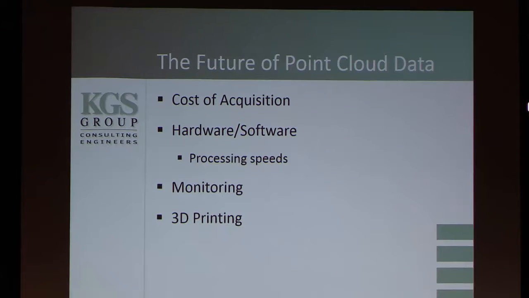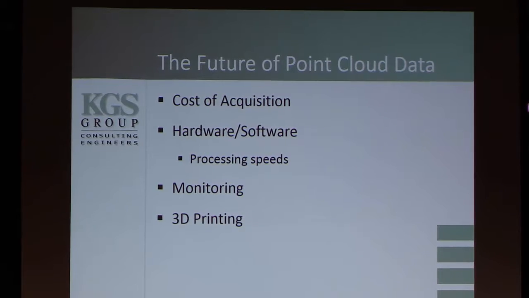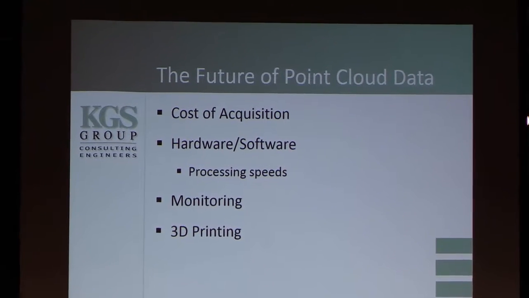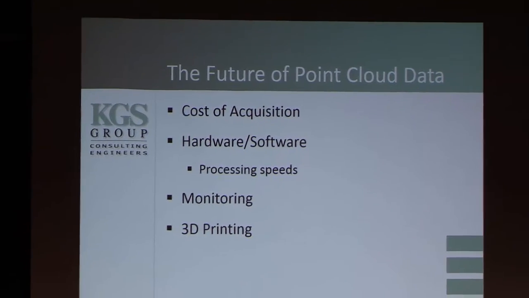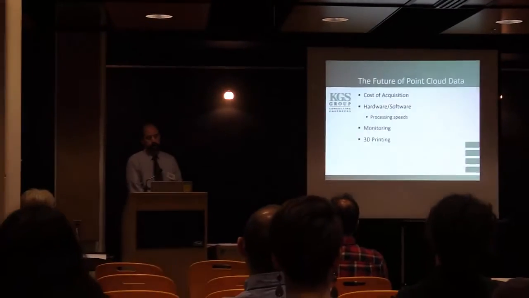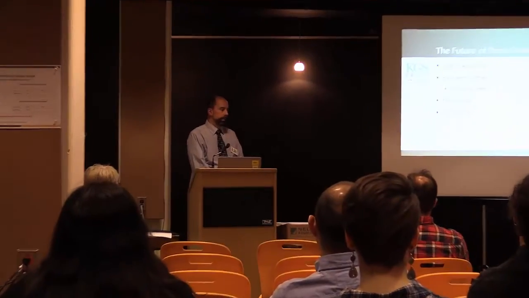So lastly, the future of point cloud technology and data, and where we see things going. If you look at the last 10 years, the cost of acquisition keeps dropping, becoming more readily available and affordable, and the accuracy is continually getting better and better. And not only the accuracy, but the resolution. In 2002, it was 1 to 2 points per meter, and now we're at 30, 40, 50 points per meter. So this is the kind of resolution that can now be attained.